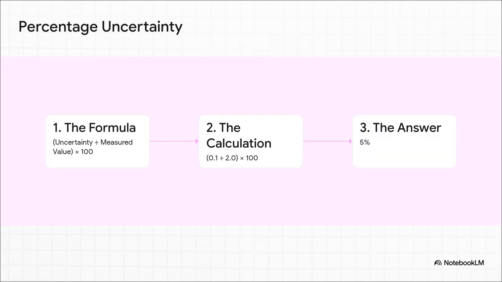To figure this out, you just divide the uncertainty by the actual measured value and then multiply by 100 to turn it into a percentage. So we take 0.1, we divide it by 2.0, which gets us 0.05. Multiply that by 100, and our answer is 5%. It's a really useful way to see how big an error is compared to the measurement you took.